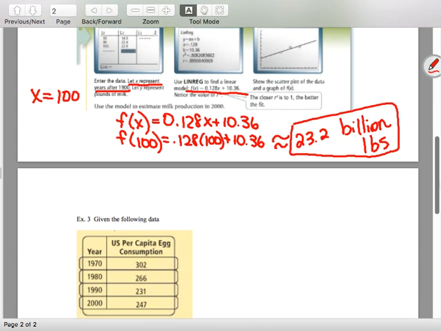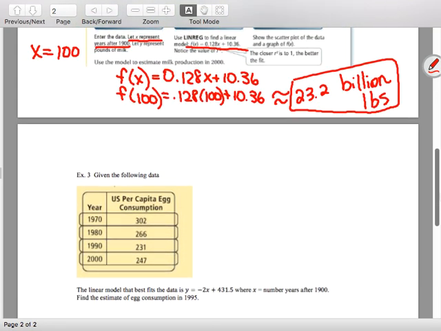And in example 3, I gave you some more data. On the quiz Friday and the test next week, I'm going to give you the equation, okay? But you're going to have to interpret it. So I like to take a moment and look at my chart. I have years, 1970, 1980, 1990, and 2000. This is the U.S. per capita egg consumption.